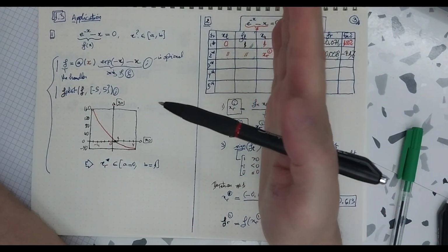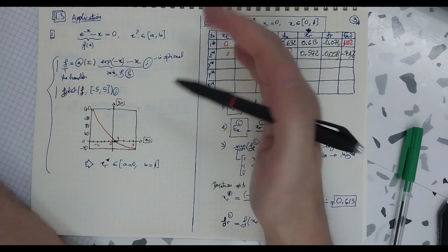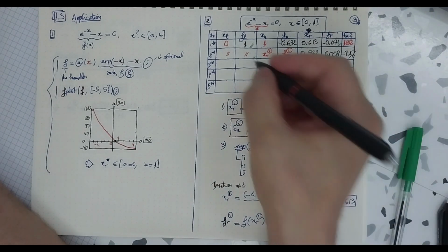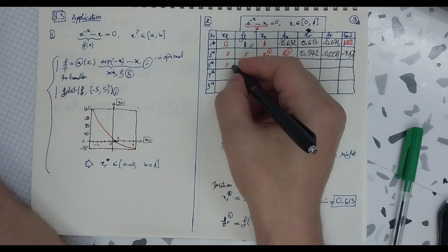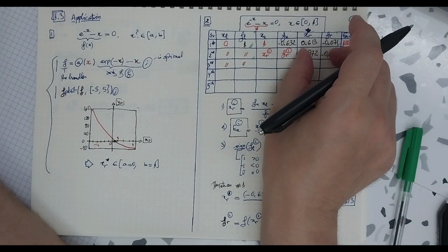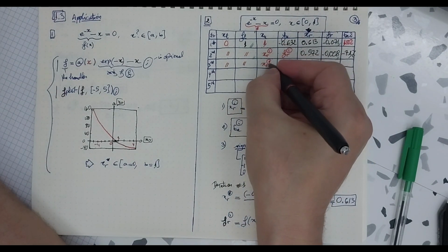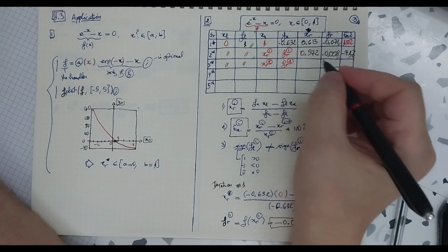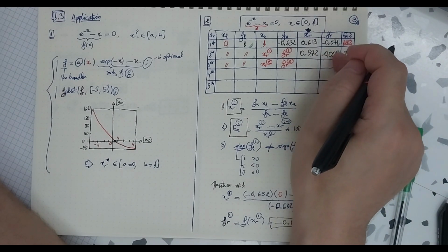So the method, if it catches at the left interval, will continue in the other iterations at the left. The lower bound will not change, and for the upper bound, we take the XR and FR of the previous iteration and put them here. That is, 0.572 comes here, and minus 0.008 comes here.